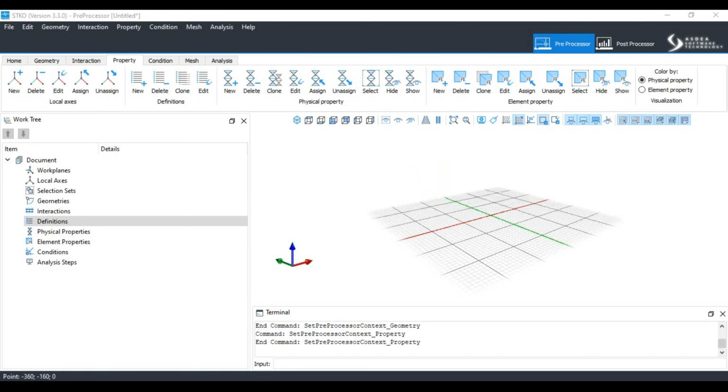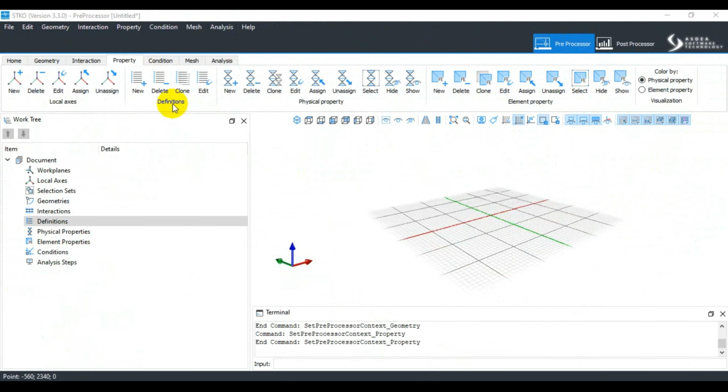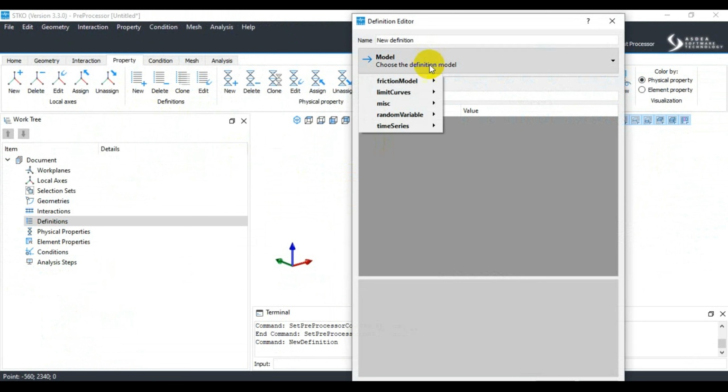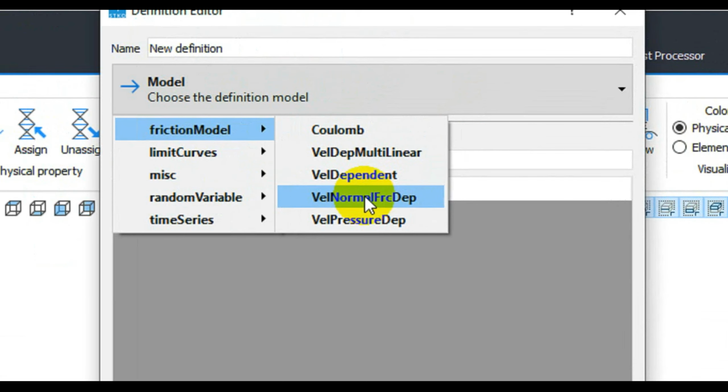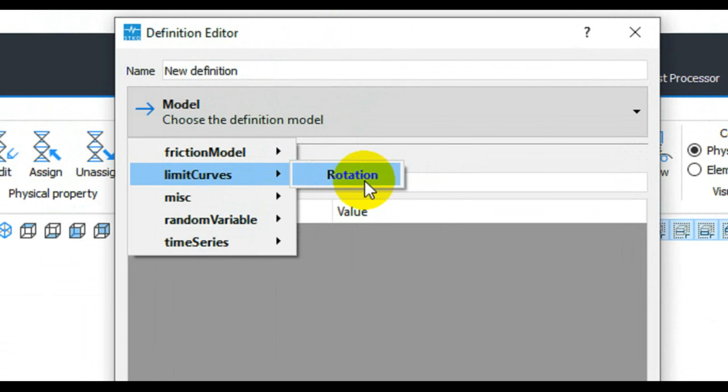Hi everyone. In this video, I will continue the discussion on the definitions in OpenSees with STKO. Previously, I discussed the definition of all these five friction models. Today, I will discuss the limit curves.